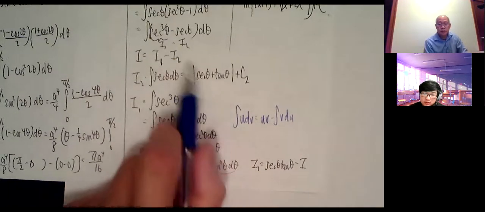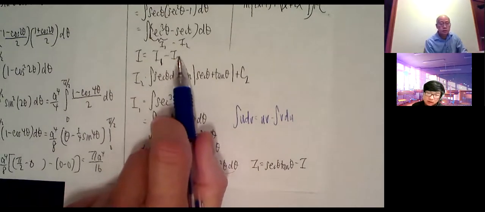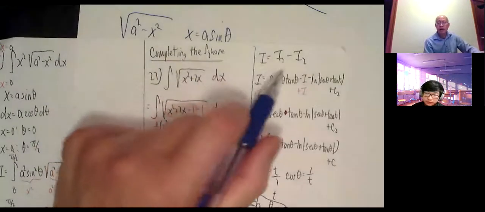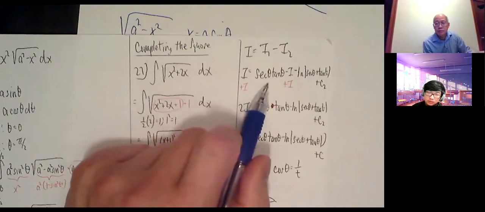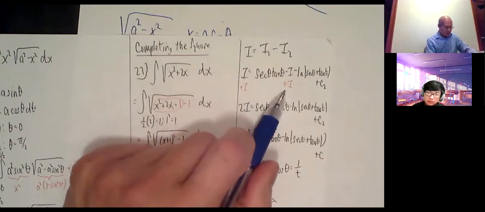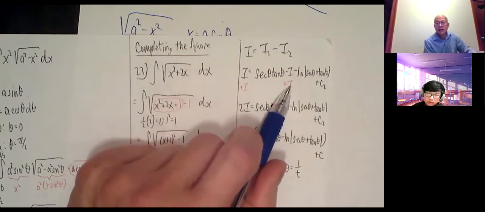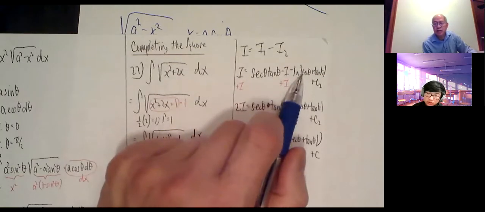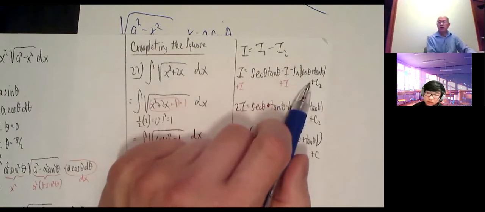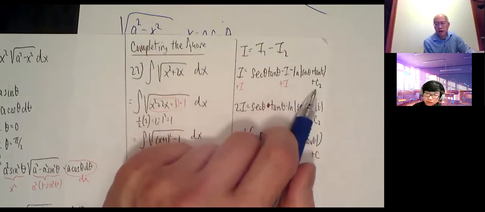I2, this thing goes right there. Okay, so I'm going to go up now for that. So I was I1 minus I2. So here it is, secant theta tangent theta, minus I2, ln absolute secant theta plus tangent theta plus C2. In retrospect, I didn't need a C2, I just needed a C, but sometimes you don't know that ahead of time.